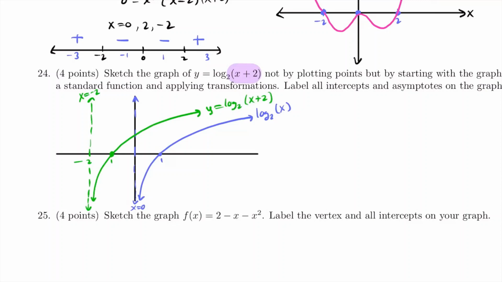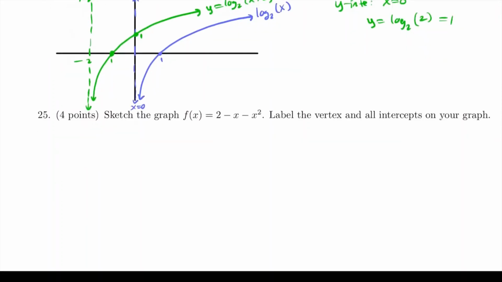And now we can also label this point. This is our y-intercept when x is 0. So for the y-intercept, we're going to set x equals 0. You'll have y equals log base 2 of 0 plus 2, which is really just log base 2 of 2. And we know log base 2 of 2 is 1. So this point is 1. And that completes our picture for this.